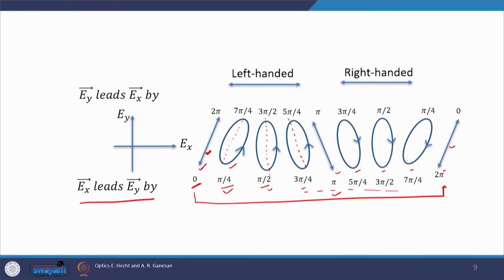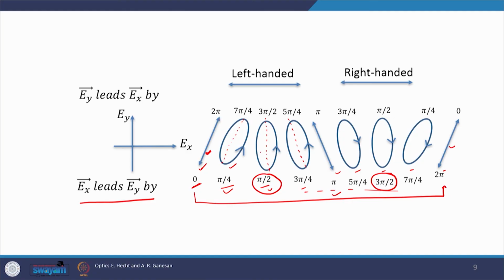Now, have a look here at pi by 2 and 3 pi by 2; they look similar. The ellipses drawn for phase differences of pi by 2 and 3 pi by 2 are vertically oriented; the major axes of these two ellipses are vertical, but the sense of rotation of the electric field tip is opposite. Here the rotation is in anti-clockwise direction, while it is in clockwise direction for the 3 pi by 2 case. Similarly, you can see this for the other figures also.